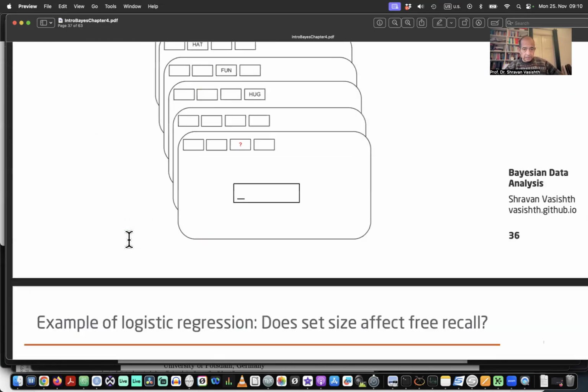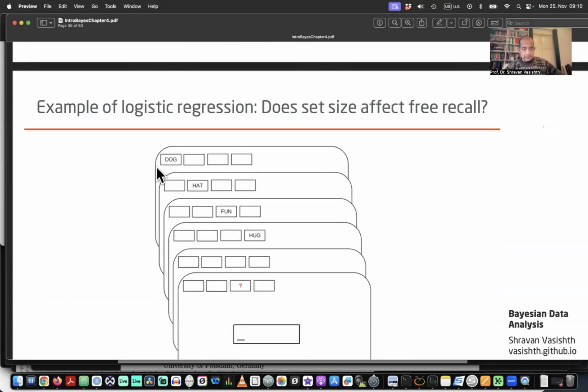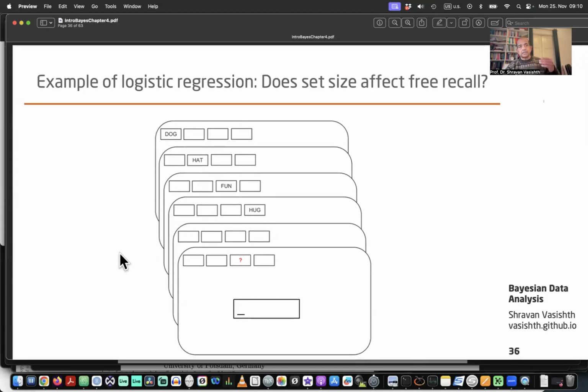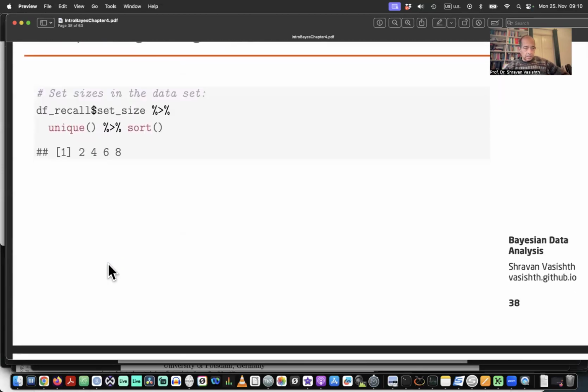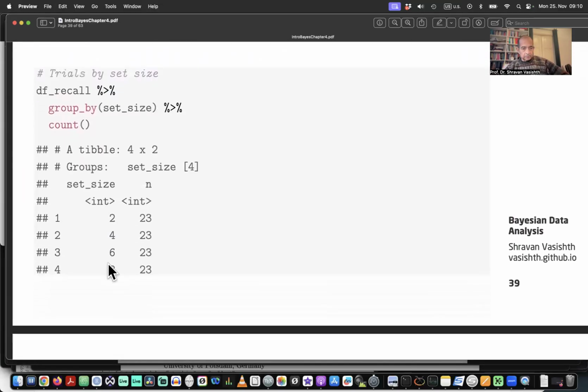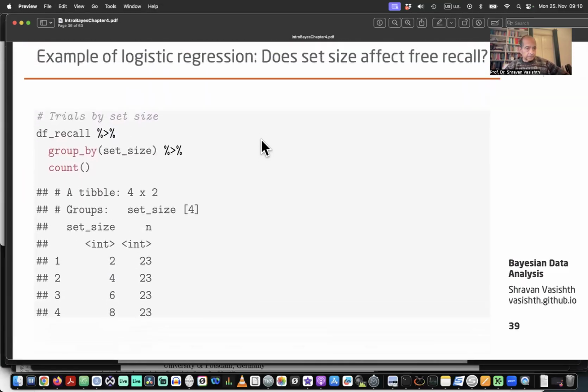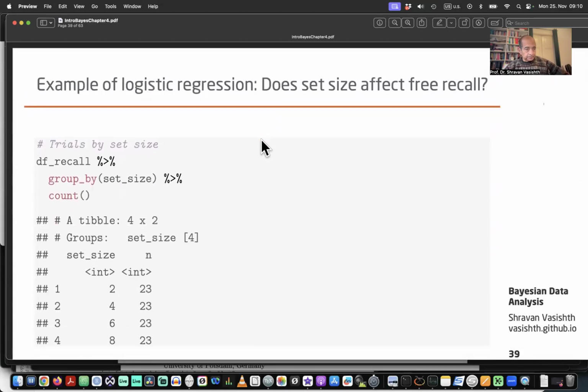So the set size can be 2 words, 4, 6, or 8 words. You can imagine that the more words you have seen on the screen, the harder it's going to be to recall one particular word in some particular position. That's what this experiment is about. It looks more like a memory task.